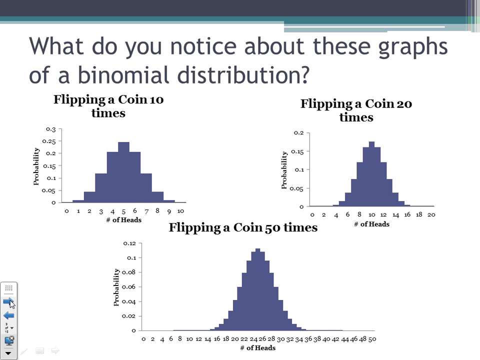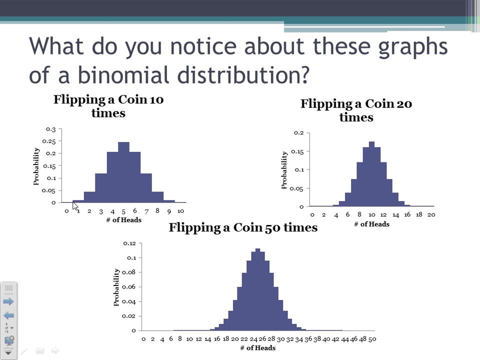First thing I want to do is show you a couple of different graphs. So what we have here are three different probability histograms representing the number of heads that we would obtain when flipping a coin a certain number of times. So in the graph that we see up here on the top left, you can see that we flipped a coin 10 times, and we've got the number of, or the probability of obtaining a certain number of heads.